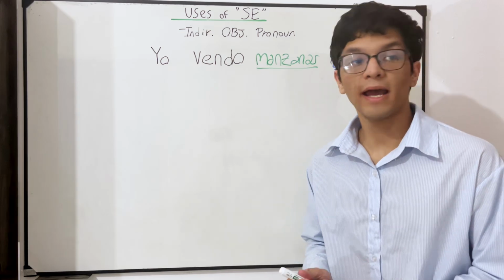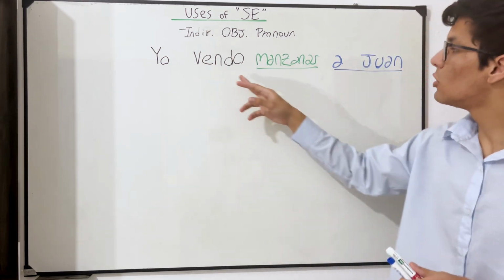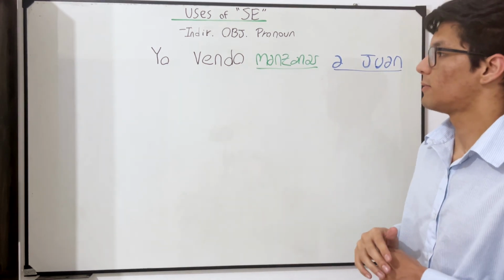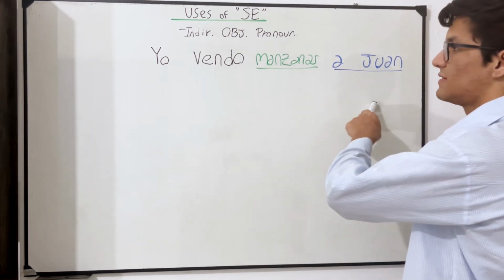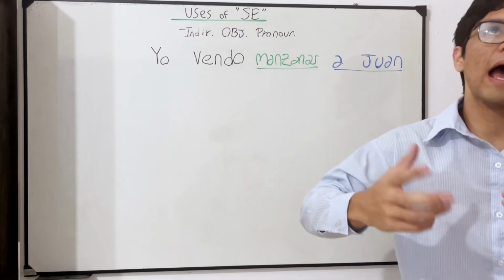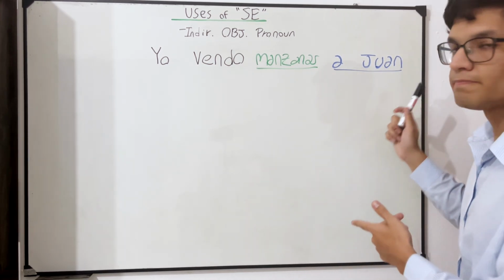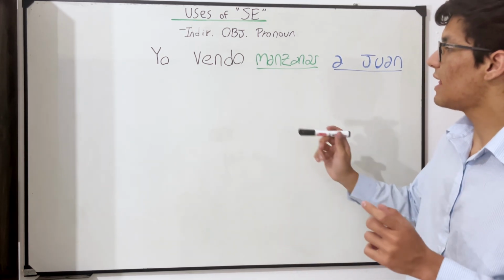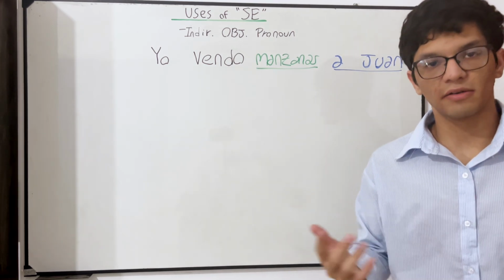Okay, so here we have a sentence. The first example right here. This is, yo vendo manzanas a Juan. This means I sell apples to Juan. So right here, what we are going to do is to say the short way of this sentence. So you have two different ways. The first is I sell them to Juan. Or you can just say the shortest way possible would be I sell them to him. Him is Juan and them is the apples, right?